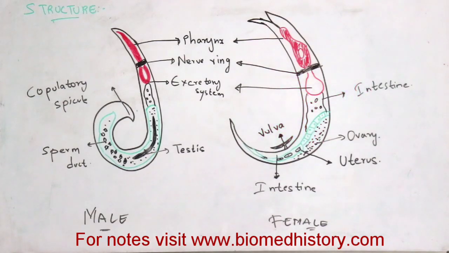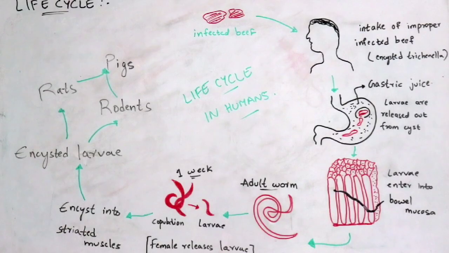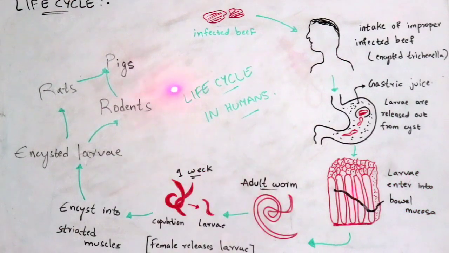Now let us discuss the life cycle. The life cycle can be seen in pigs, rats and rodents, and also in humans. Firstly I will explain the life cycle in humans, and after completing it, I will explain the life cycle seen in pigs.